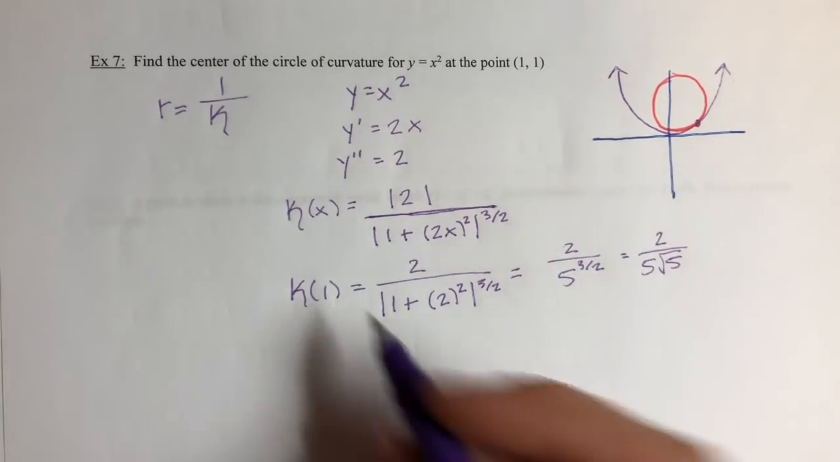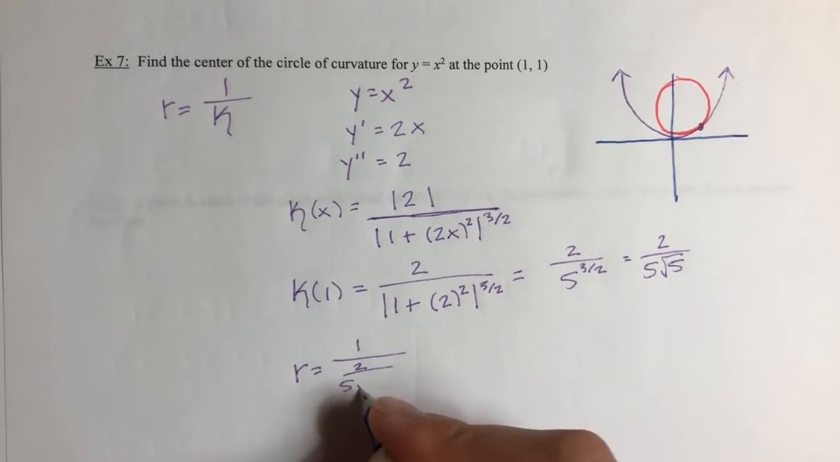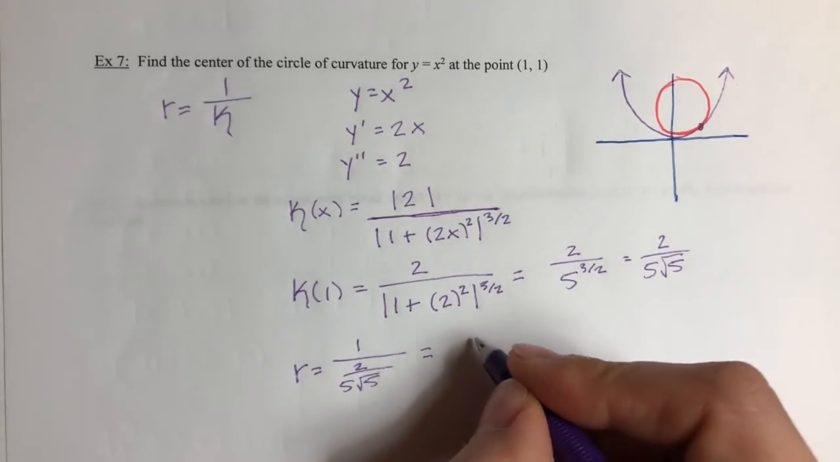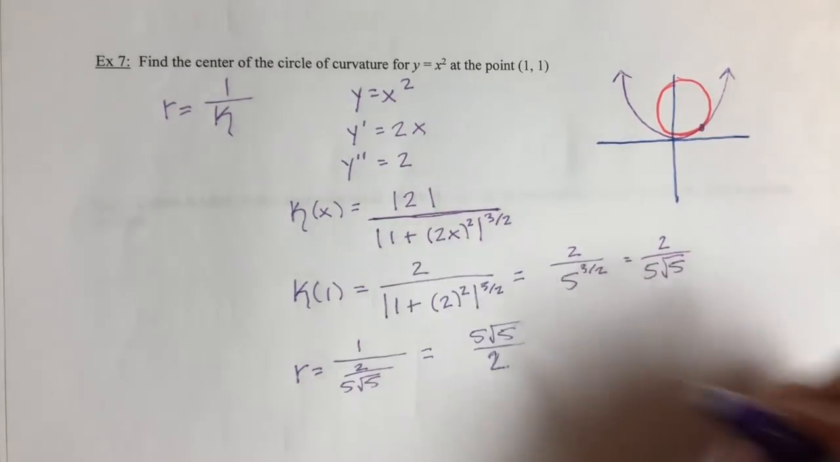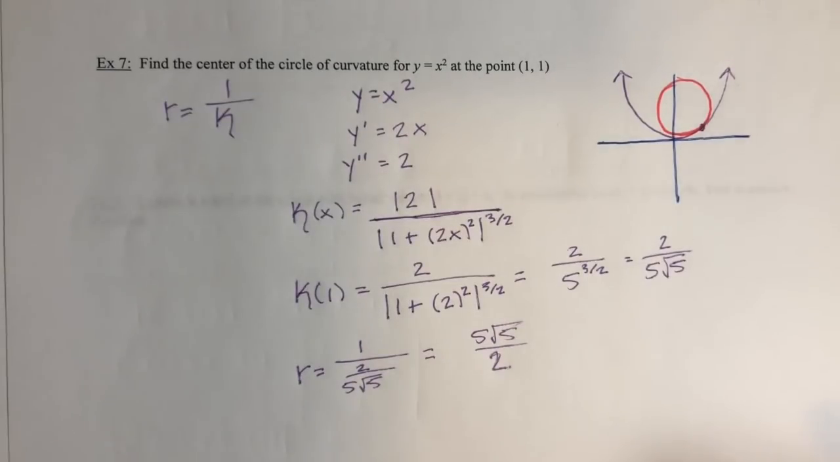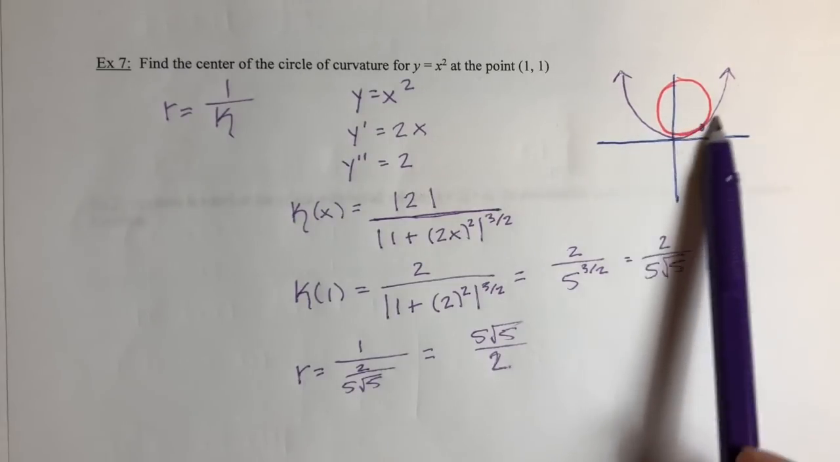We do want this radius though, so the radius will be 1 over 2 over 5√5, so we will get 5√5 over 2 as our radius. Sorry, this pen is kind of drying. Okay, from there, we still want to find the center of the circle where this is the curvature. So we're looking for the center of this circle right here. I'm going to give myself more room on the back, so I'll go to a new pen too.